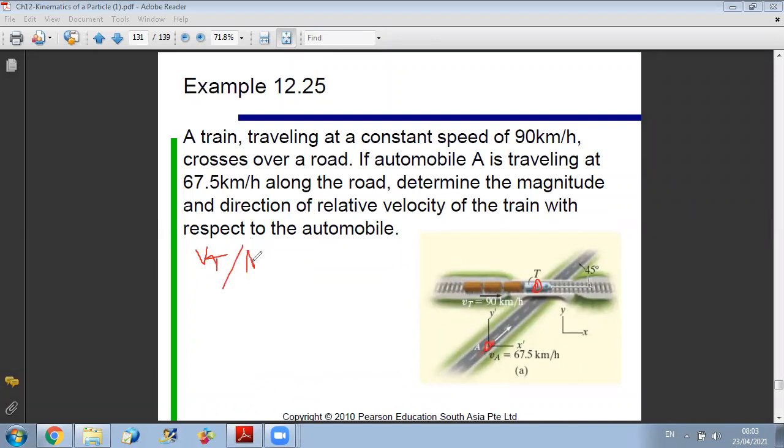So we just have to apply the formula. The vector velocity of train relative to A is equal to the velocity of the train minus the velocity of the car. Okay. So now I should find the vectors, I should find their expression. For the train, my train is moving on a horizontal line, so its velocity has only a component along I. So I can just replace Vt by 90I.